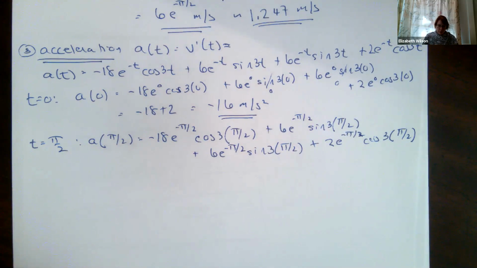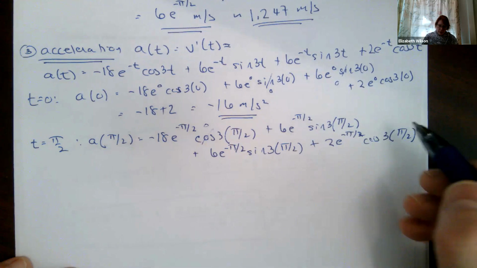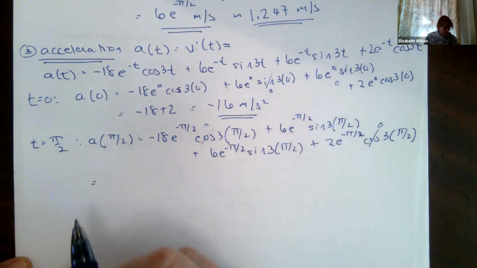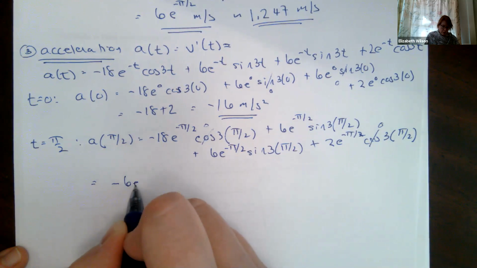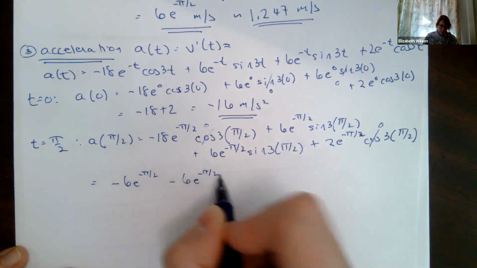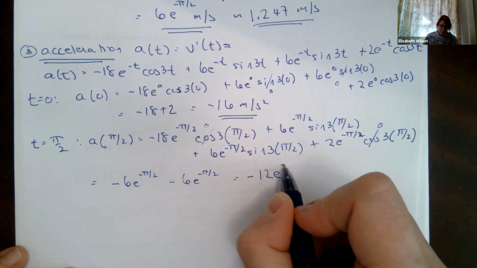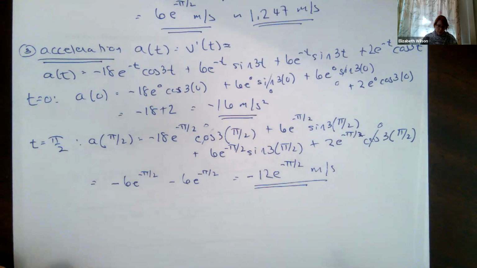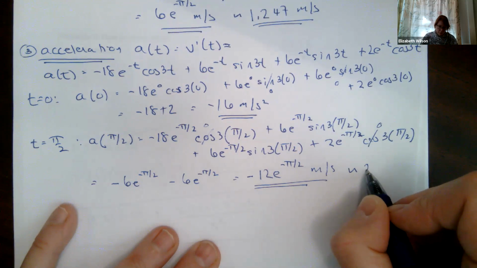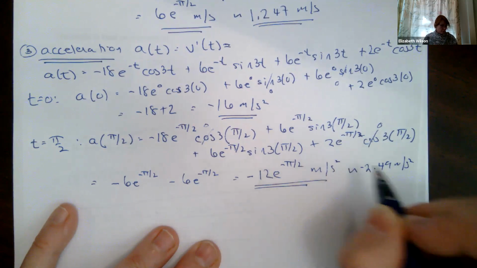Okay, cosine of 3 pi over 2 is equal to 0. This is 0, this is 0. Sine of 3 pi over 2 is minus 1. So now when I do this, I'm going to get minus 6e to the minus pi over 2 minus 6e to the minus pi over 2, because it's these sine functions here. It gives me minus 12e to the minus pi over 2 meters per second squared. Okay, and this was approximately equal to minus 2.49 meters per second squared. Sorry, there's a squared in there.